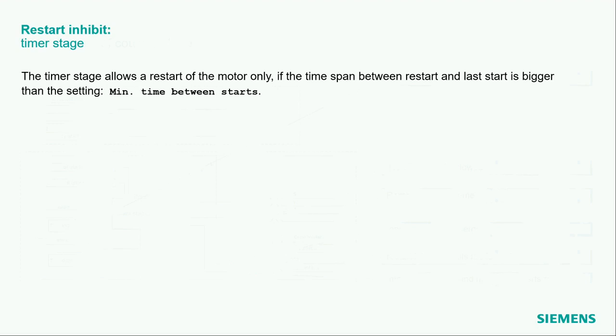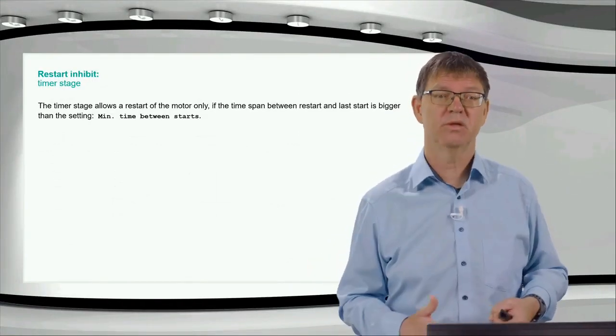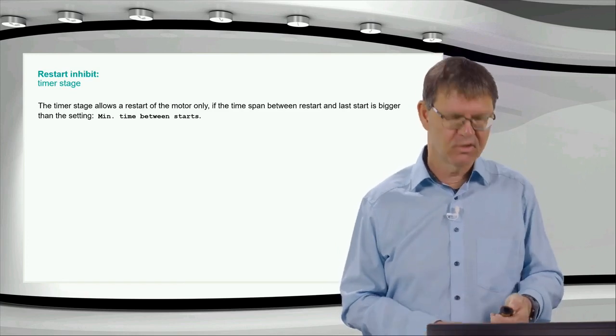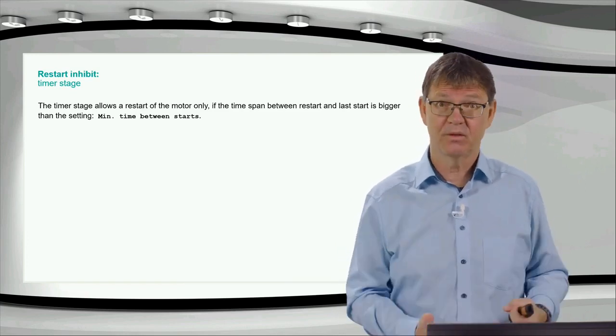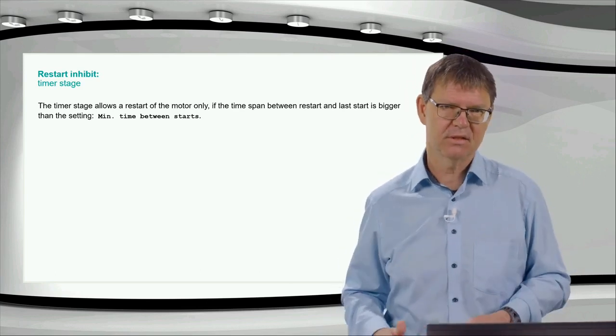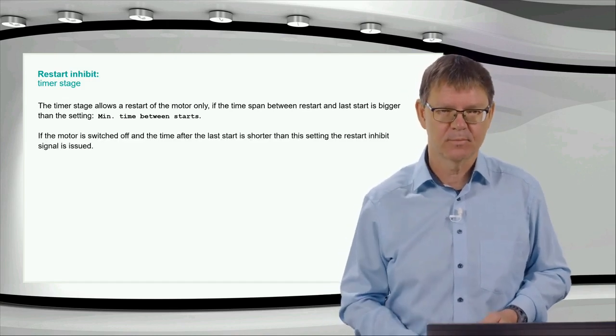A timer stage allows a restart of the motor only if the time span between a start and the next start, the restart, is bigger than a certain setting. So we have a minimum time between starts. If you have information from the motor data, you should wait so and so much time until you make the next start, then you can activate this timer stage.